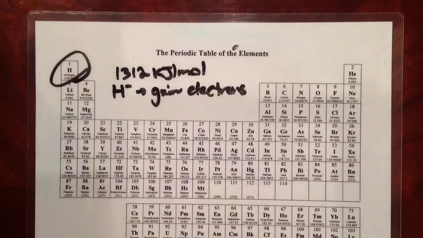When we look at alkali metals, we notice that they tend to lose electrons. Well, that doesn't have to be the case for hydrogen. Hydrogen has the ability to form a hydride, which means it can gain electrons.